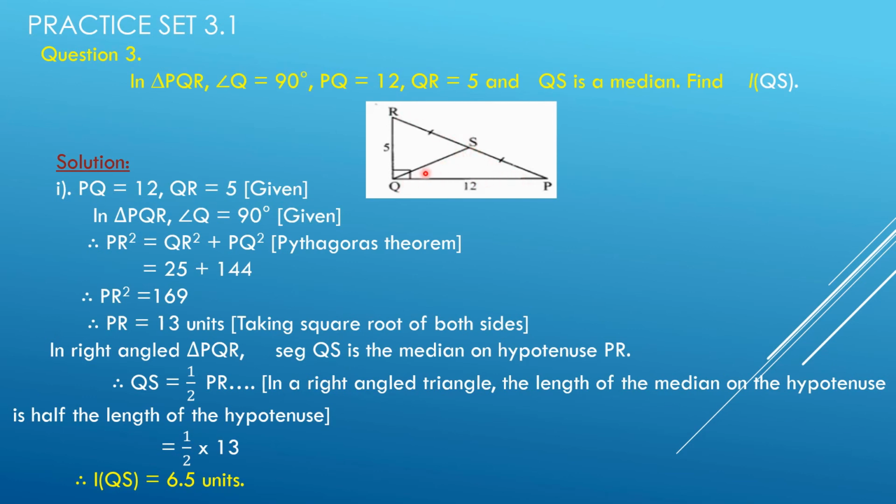By the theorem, in a right angle triangle, the length of the median on the hypotenuse is half the length of the hypotenuse. Therefore, QS is equal half into PR. That is equal half into 13. That is equal length of QS is equal to 6.5 units.